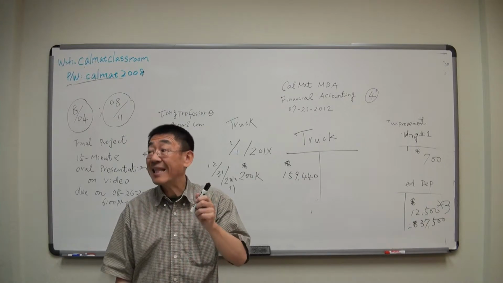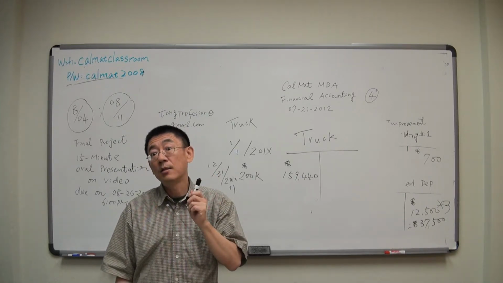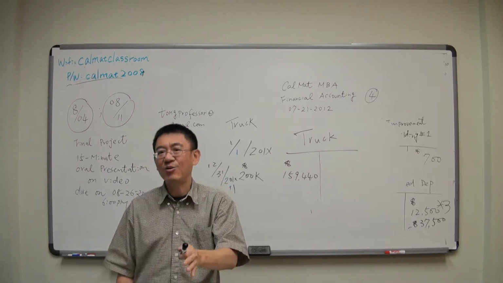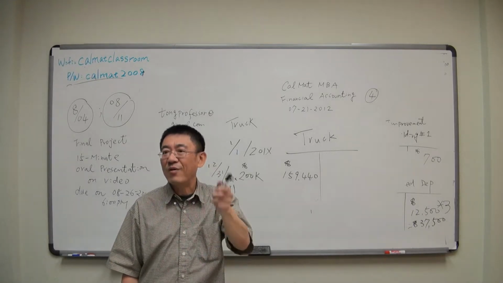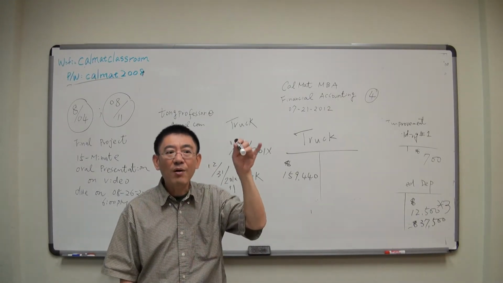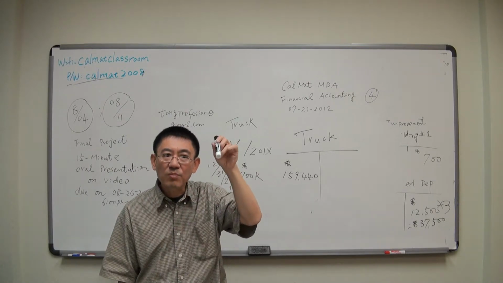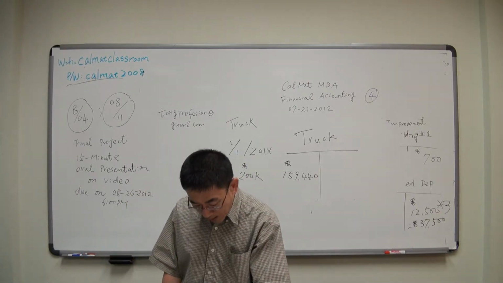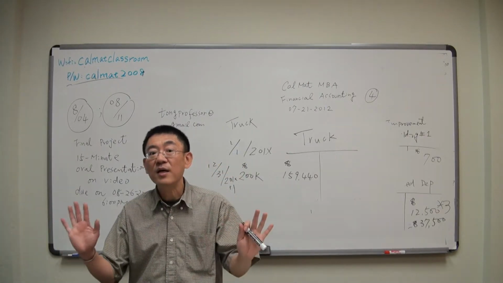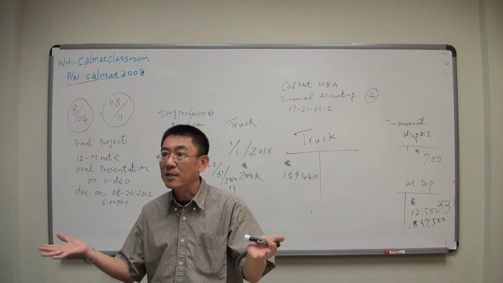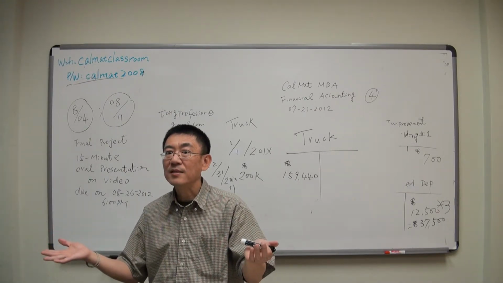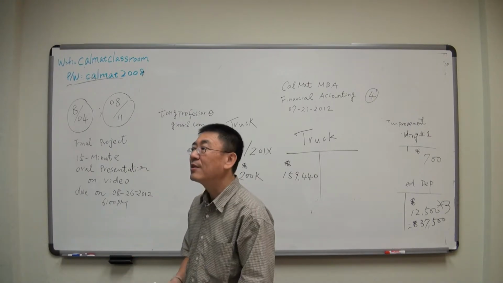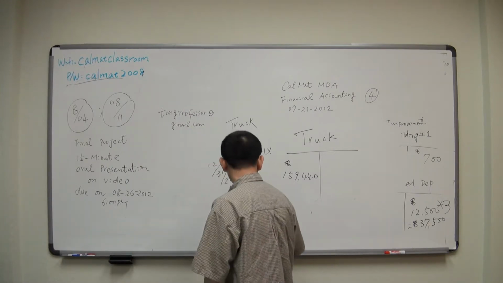All right, 200,000 is not the value of the truck. The true value, let's put it this way, the real value of the truck is 159,440. So we use 159,440 times 0.12 for the first year, right? So we see the number is 19,133. Everybody follow me so far? So you want to report this as what? Interest expense. So we have a number already, 19,133. But which account?